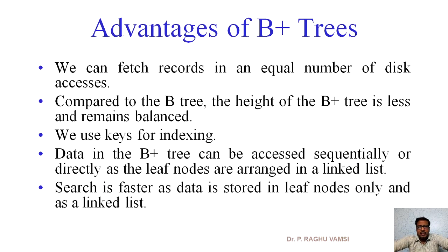Data in the B plus tree can be accessed sequentially or directly as the leaf nodes are arranged in a linked list. So all the leaf nodes are linked using the linked list, and it is very easy to traverse through all the data items that are present in the leaf level. Search is faster as data is stored in the leaf nodes only. Only in the leaf nodes the data will be stored, but in the case of internal nodes, indexes are stored. So these are the advantages with which the B plus trees have flourished in the databases.